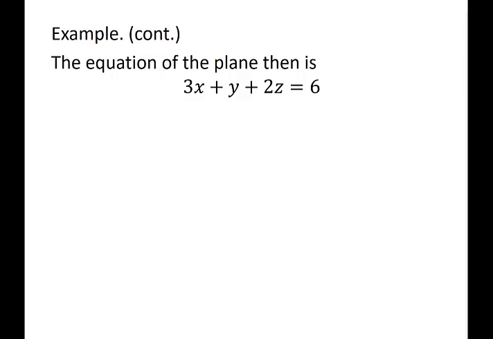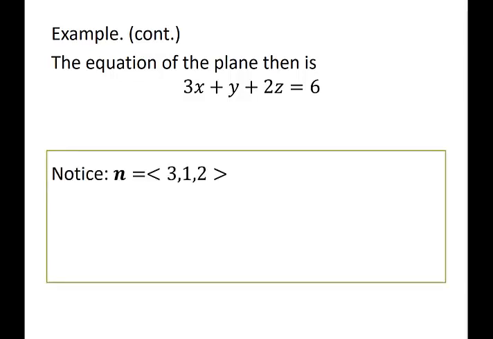Before we move on to intercepts and sketching, I want to point something out. Remember that the normal vector for this plane was the vector <3, 1, 2>. And we see those numbers 3, 1, 2 as the coefficients of our variables x, y, z. And it turns out this always happens.